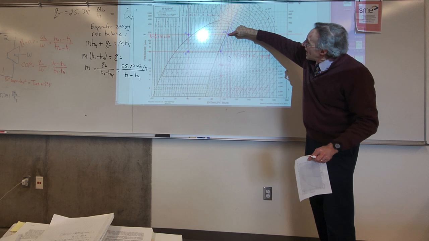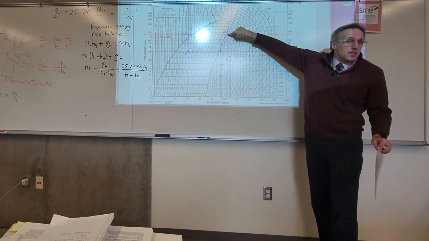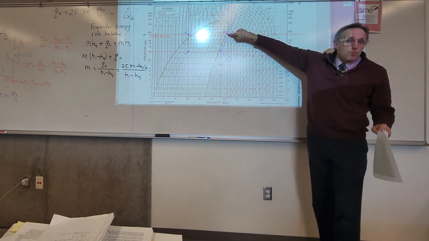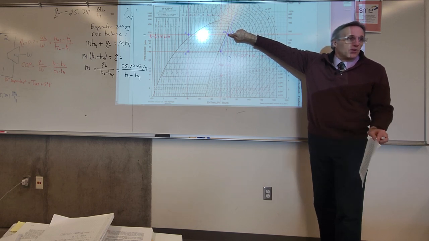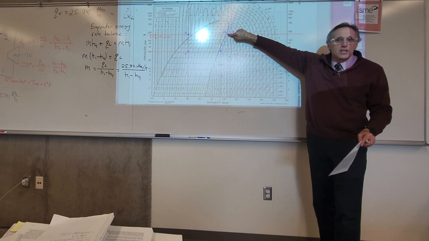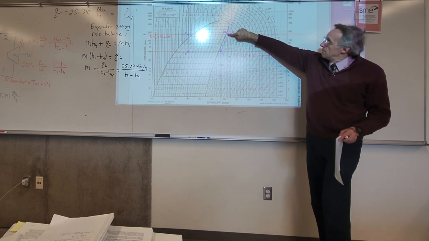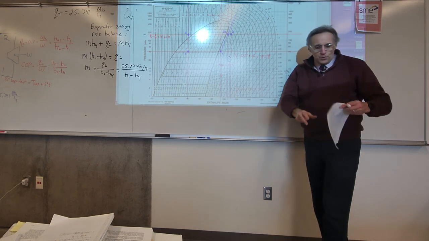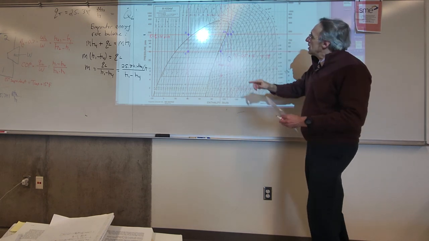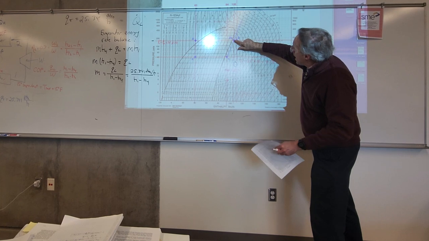If you wanted to be more exact, you could get the property tables and do an interpolation, but it's just not necessary with this kind of a design. This is a forgiving design process. We don't need to be exact. Plus, we'd have to go find superheat tables. We don't have them. We only have saturation here. But anyway, so now we're at 2S.